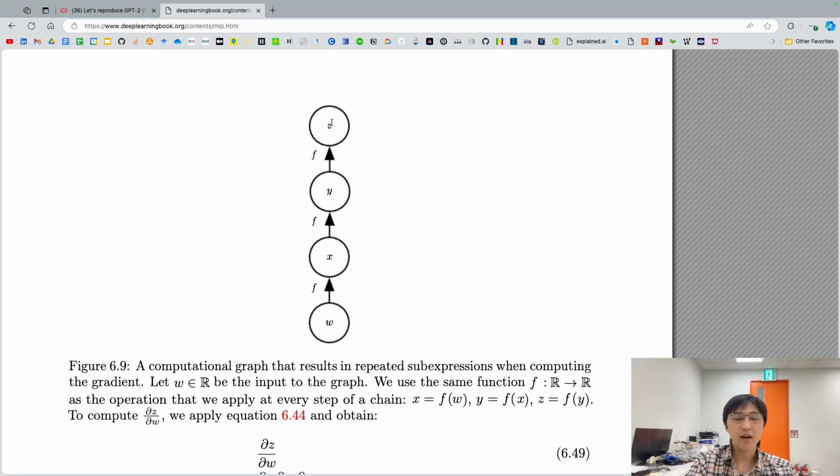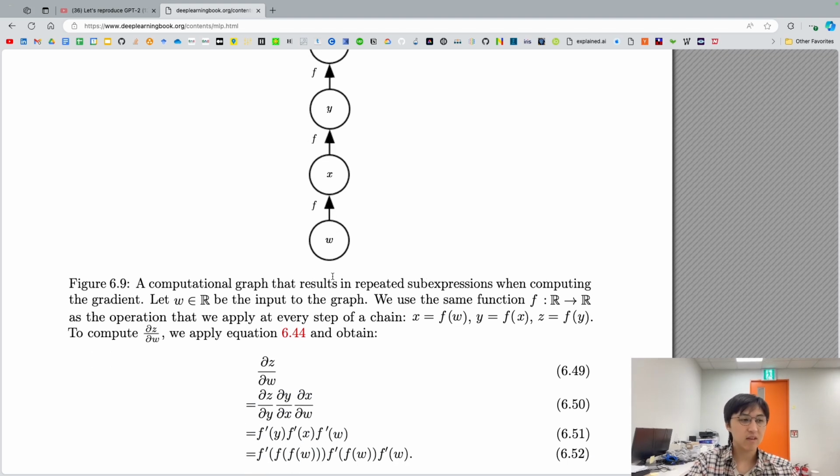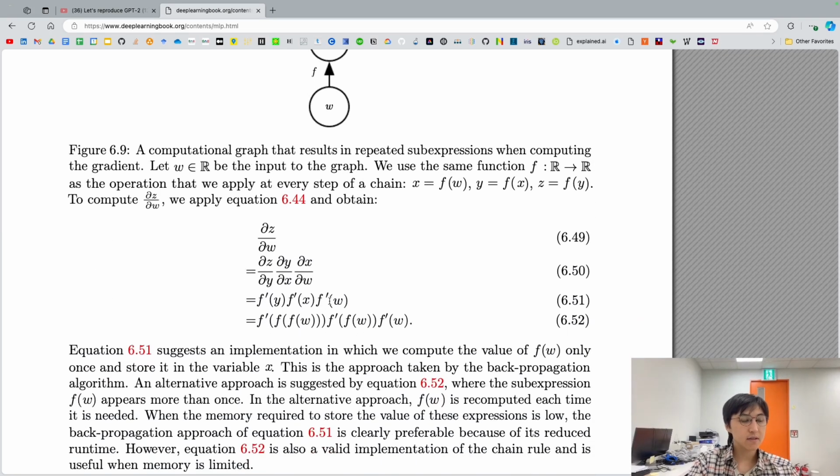If we want to find the gradient of z with respect to the weight, we need to find the gradient between each pair, so we need to calculate each one. So we will go back. Very simple. And this is the implementation.